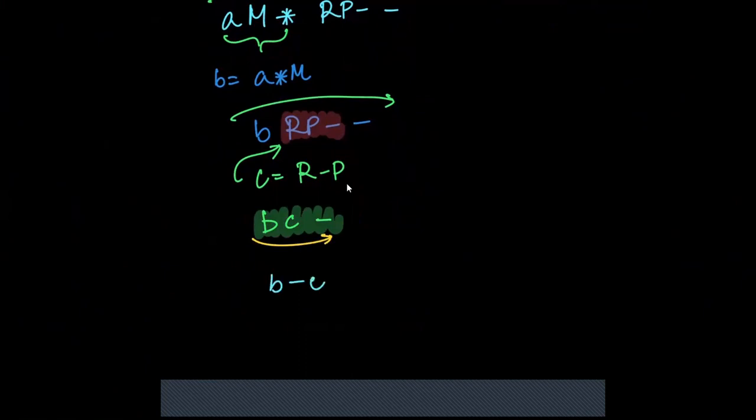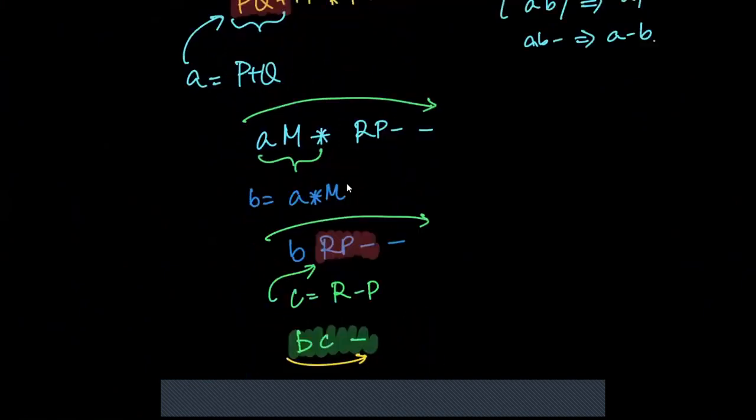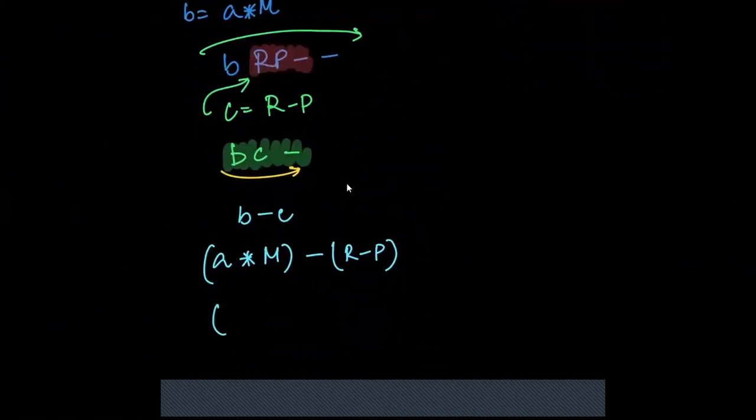Now let's open the brackets. B is A times M. Okay, now you can follow BODMAS. C is R minus P. And finally, what is A, which is P plus Q. So A is P plus Q. Remember, always use brackets first: M minus R minus P.